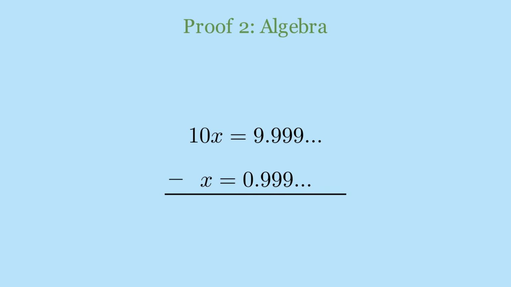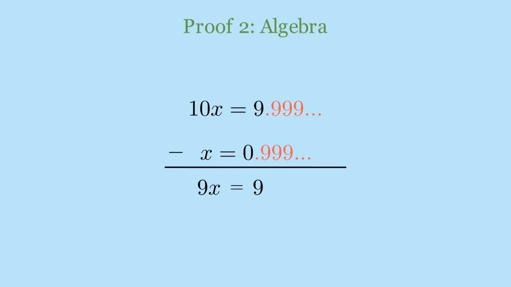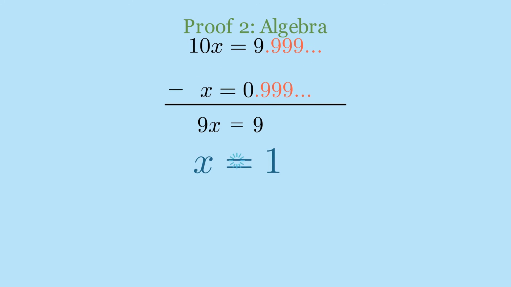We are going to subtract the original x from this new equation. On the left side, 10x minus x gives us 9x. On the right side, the repeating decimals cancel each other out perfectly. 9.9 repeating minus 0.9 repeating leaves us with just 9. So, 9x equals 9. Divide by 9, and x equals 1.